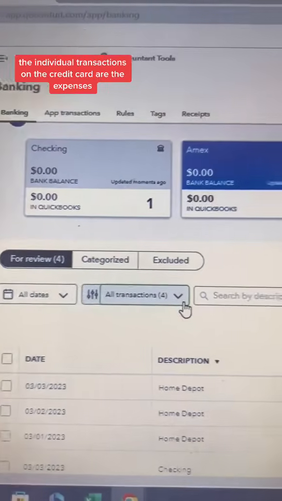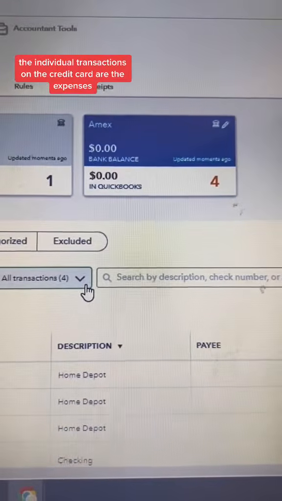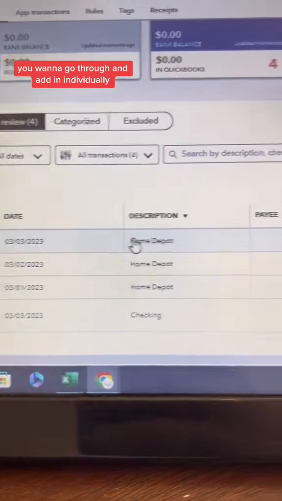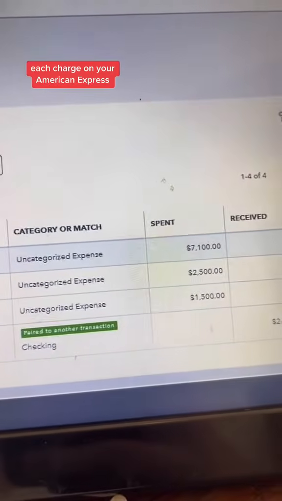A credit card payment is not a business expense. The individual transactions on the credit card are the expenses. So here's the right way to do it. You want to go through and add in individually each charge on your American Express.